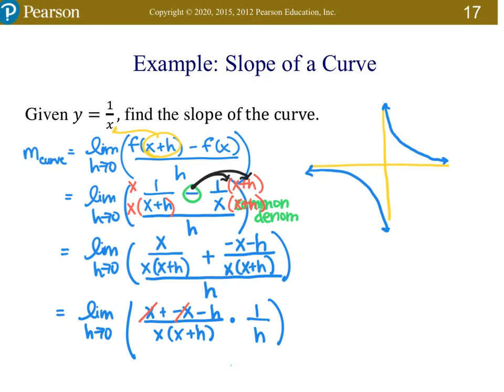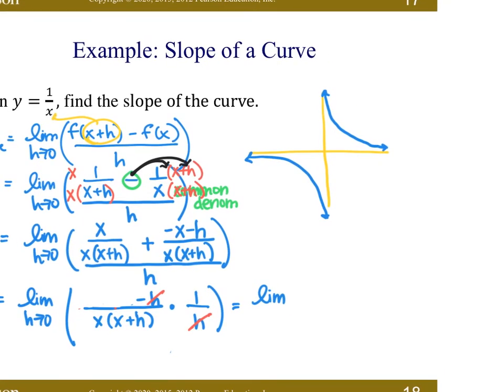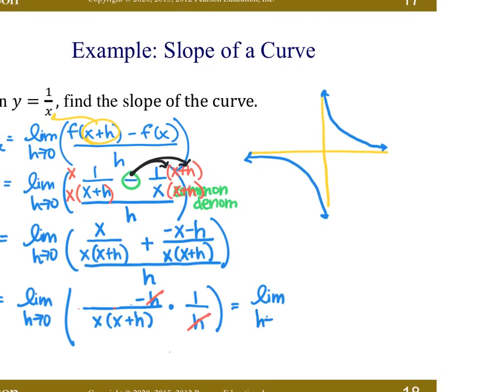And I'm going to use my eraser to get rid of these canceled out things too, just to help me clean it up a little bit. So look what I've got. I have a negative h left in the numerator, and I have a single h in the denominator. So what am I left with altogether? The limit as h approaches 0. The only thing left in the numerator is negative 1. And the only things left in the denominator are x and x plus h.